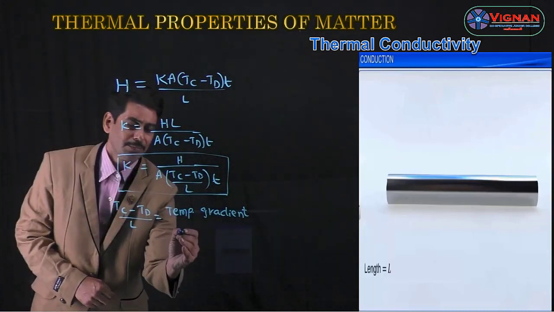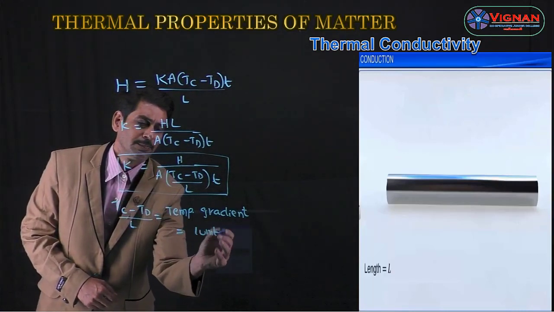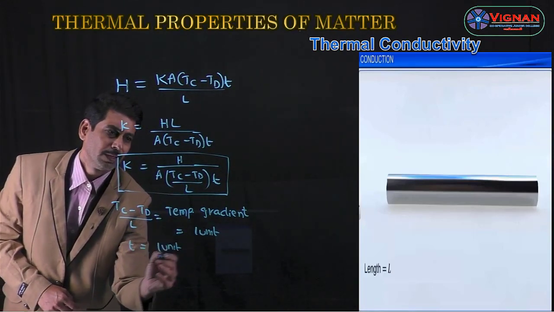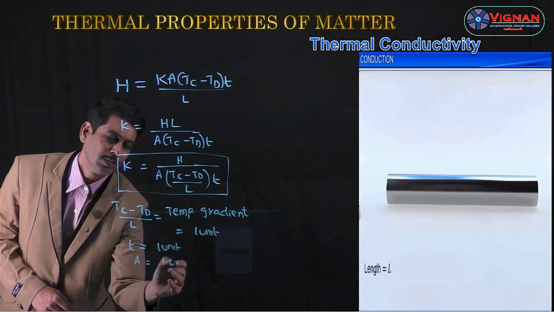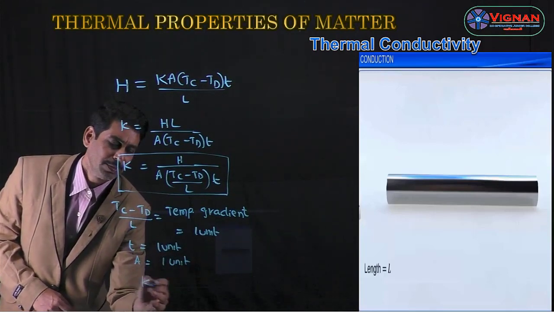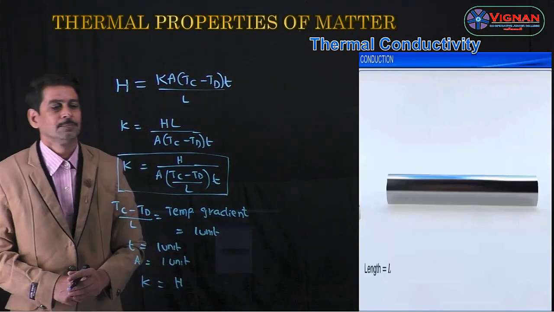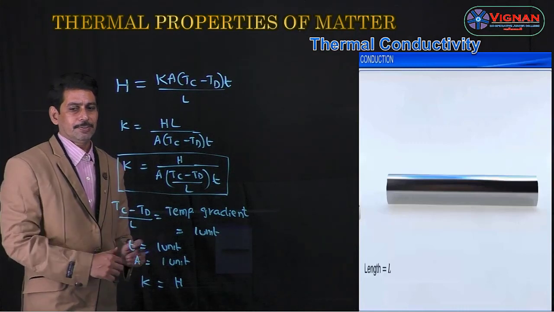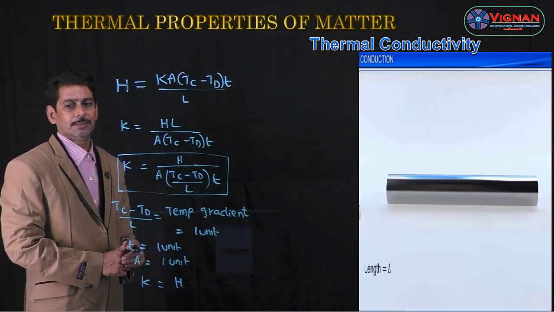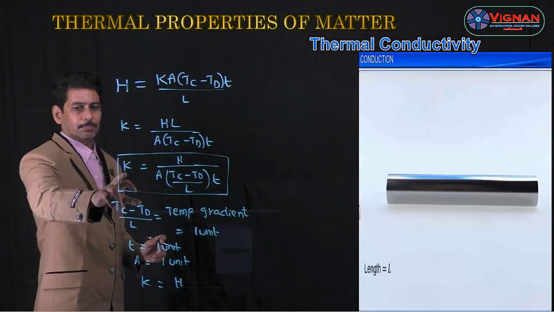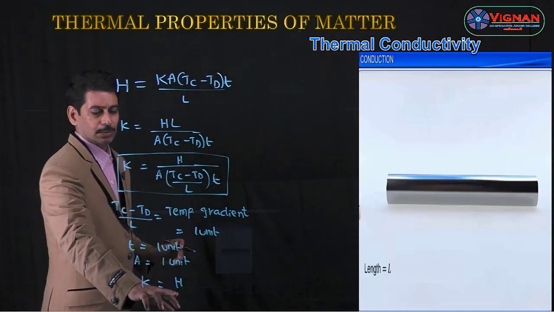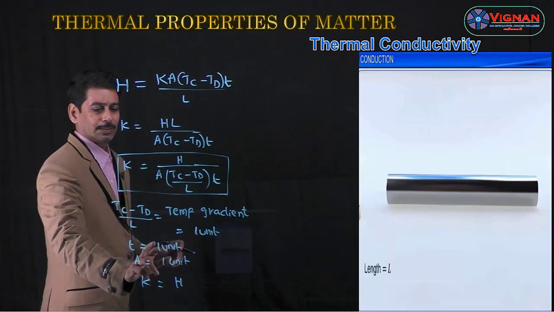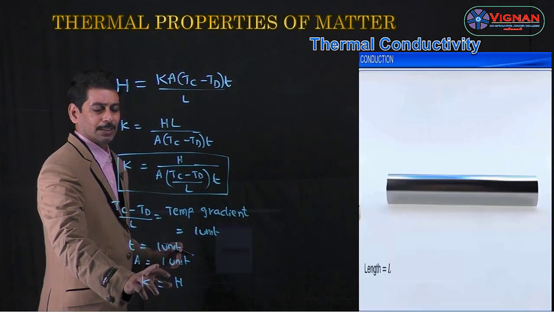If you take this temperature gradient as 1 unit, the time as 1 unit, and the area also as 1 unit, then K becomes equal to H. So let us see the definition of the coefficient of thermal conductivity. It is the amount of heat energy where the temperature gradient is 1 unit, the time is 1 unit, that is per second, and the area is also 1 unit.